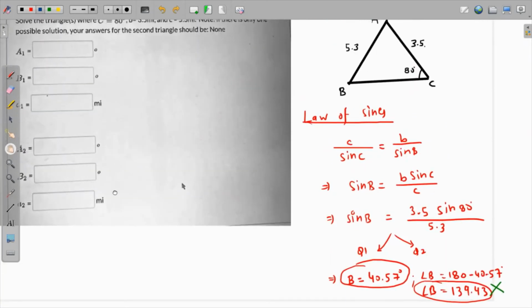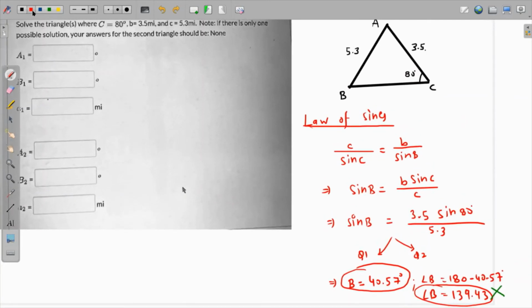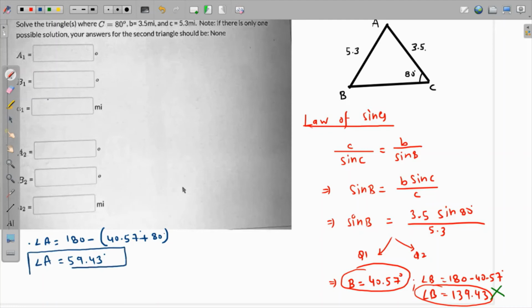Now we need to find angle A as well, which we can easily find because angle A is just going to be 180 minus the sum of the remaining two angles, which is angle B, 40.57, plus angle C, which is 80 degrees. So that is 40.57 plus 80, and 180 minus that answer is 59.43. This is the value of angle A, which is 59.43 degrees.